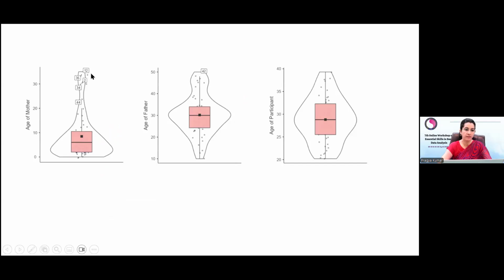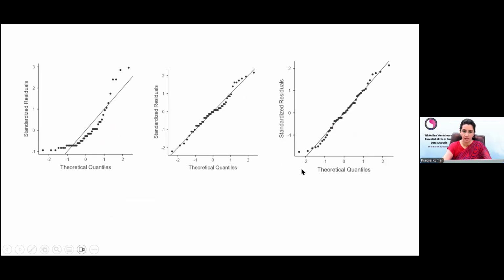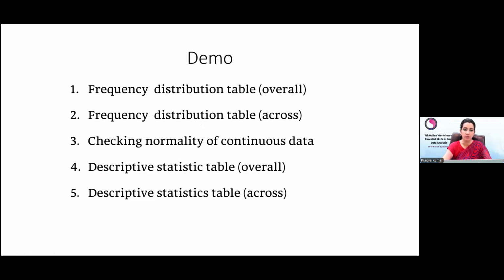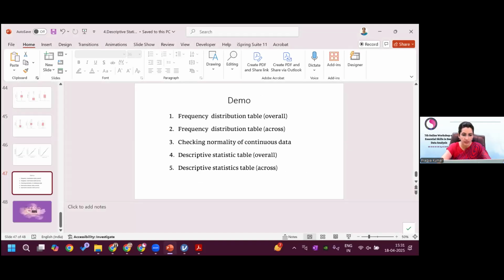This is again the violin plot. This is also plotted in the JAMOVI. And this is the QQ plot. So now we'll see frequency distribution and the normality of the continuous data and the descriptive statistics. I think there is an exercise also.